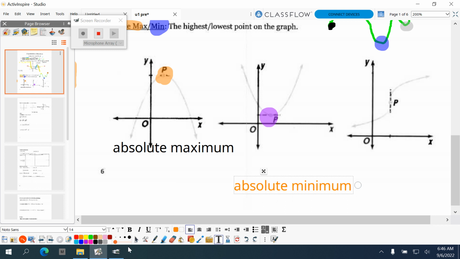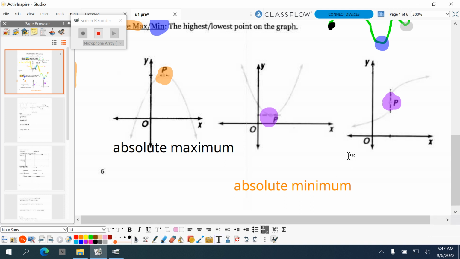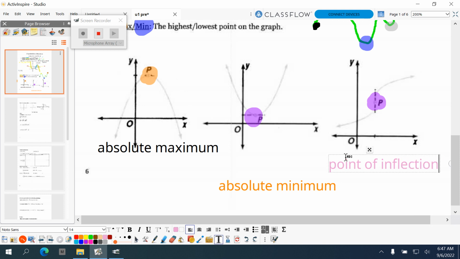Now P in our last graph, that's a unique point. It's a unique point because it's constant. It's actually vertical here. So you would describe this as a point of inflection. And you might see this written sometimes, but it simply means point of inflection.